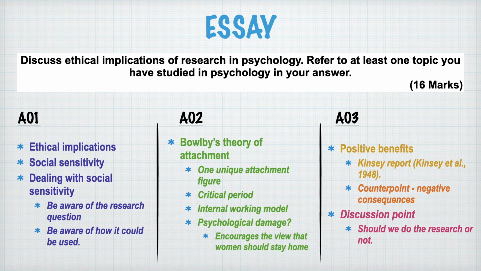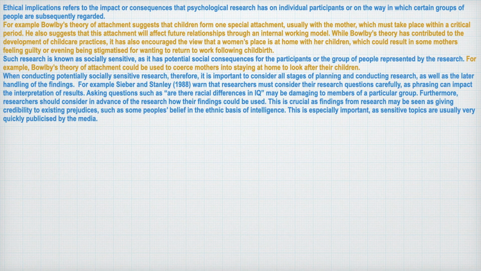Okay? So let's have a look at what this essay looks like in the flesh. So, as you can see, I've woven my application into my outline. I've started with a definition of ethical implications, and then I've used Bowlby as an example of ethical implications in research. I then go on to clarify that Bowlby's theory is an example of socially sensitive research, and then I talk a little bit about the importance of considering all stages of planning and conducting socially sensitive research. I've also got a little bit in there about ways of dealing with socially sensitive research, and that makes up pretty much that whole second blue paragraph.